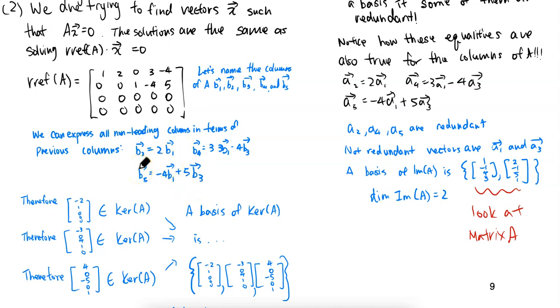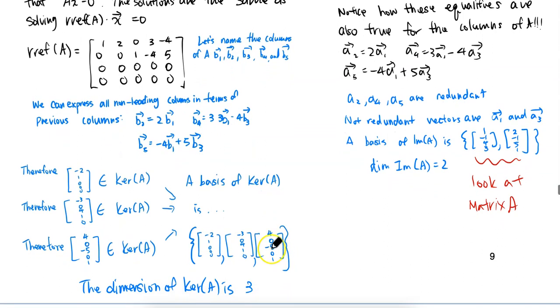We could also say, in a different setting, in a different question, that the kernel of A is equal to the span of these three vectors. But now we can answer the other question, since we know this is a basis of the kernel, that the kernel has dimension 3.